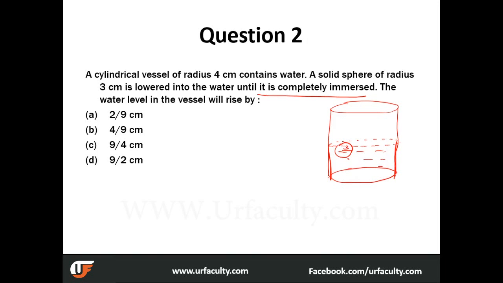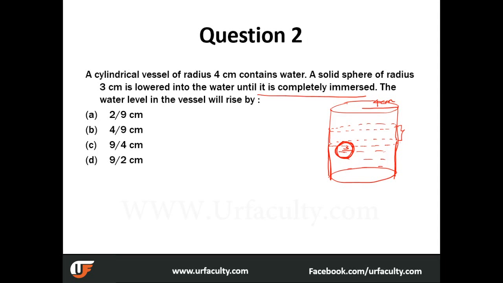What is the radius of the cylinder? 4 centimeter. This is 4 centimeter, this is 3 centimeter. So applying Archimedes principle, the volume displaced will be equal to the volume of the sphere. So what happens is, the level of the water increases, it's also creating a cylinder over here. You see a cylinder over here. This volume and volume of the sphere is going to be same.